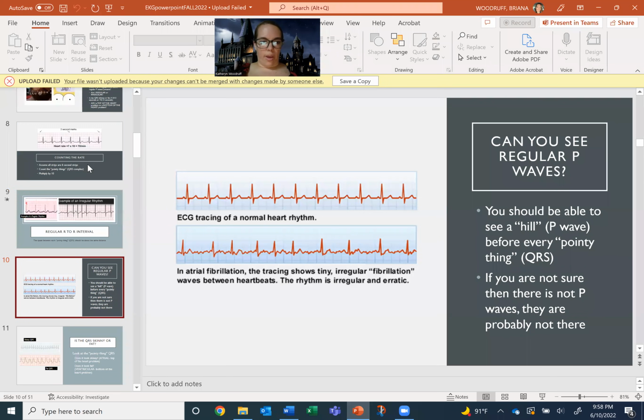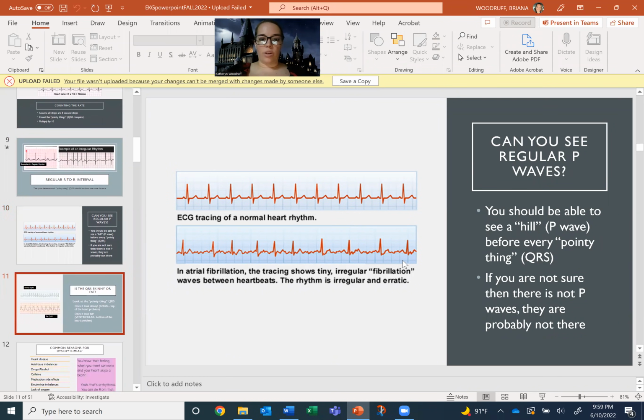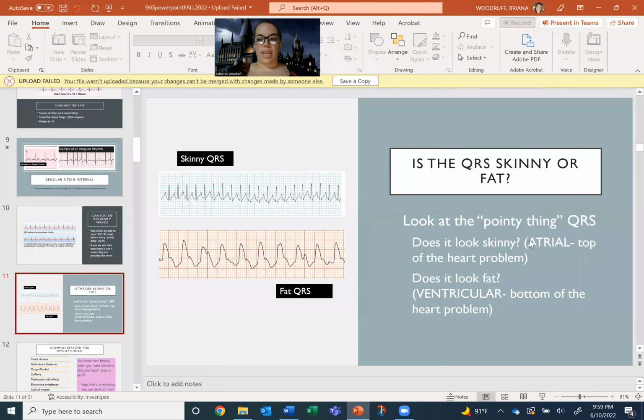So we've counted the rate. We've seen if it's regular. We looked at our P waves. So now we're going to look at our QRS. When I said if it's skinny or fat, that was the 0.12 that we want it to be less than. You might be thinking, oh my God, how am I going to tell? I'm going to have to measure it out. You do not have to measure it out.